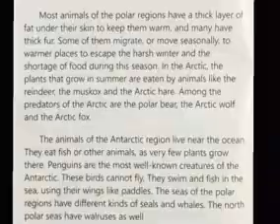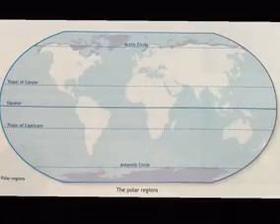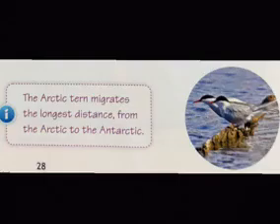Class, remember one thing. Arctic Circle is in northern hemisphere and Antarctic Circle is in southern hemisphere. Now here is the information. The Arctic tern migrates the longest distance from the Arctic to the Antarctic. The Arctic tern is a bird. See, seriously, it is too far from north to south pole which it covers.